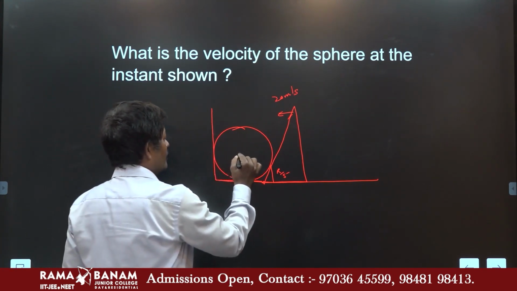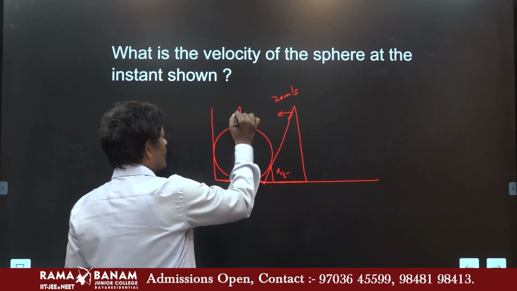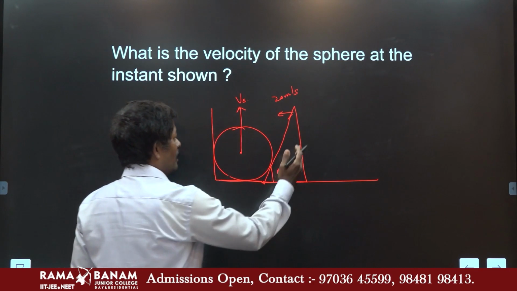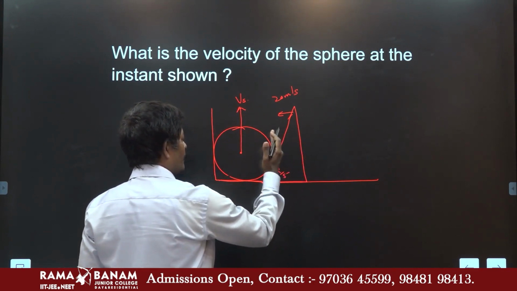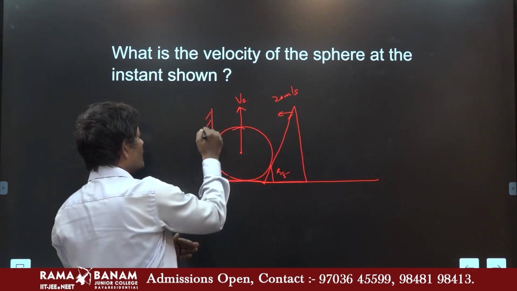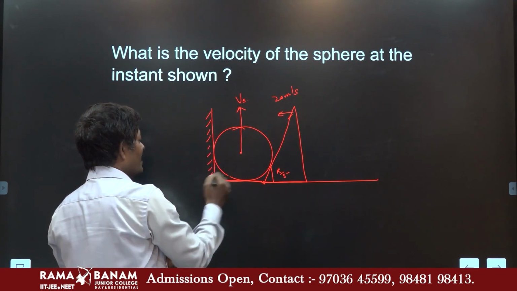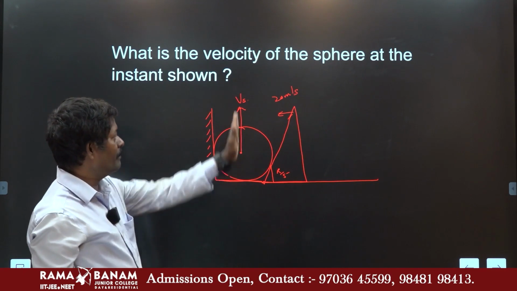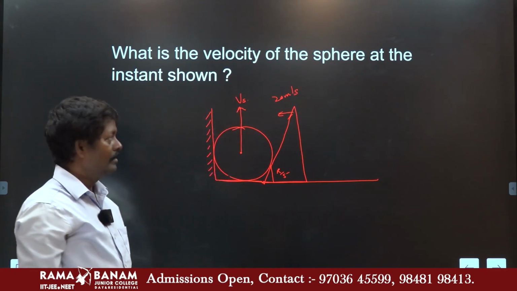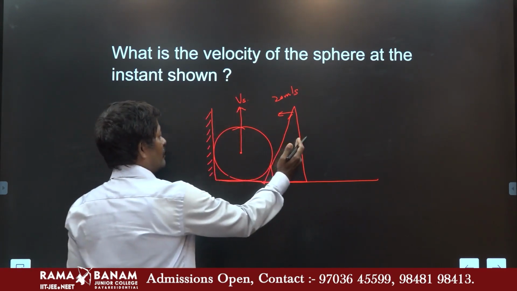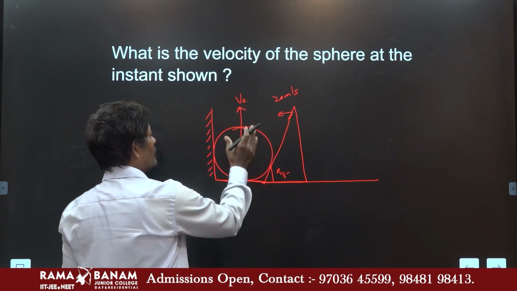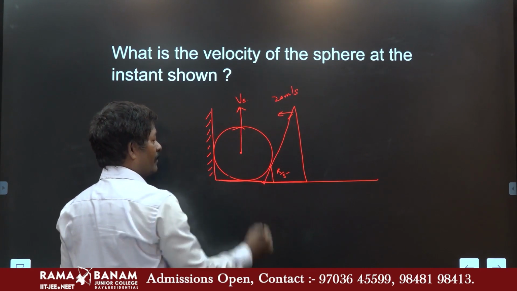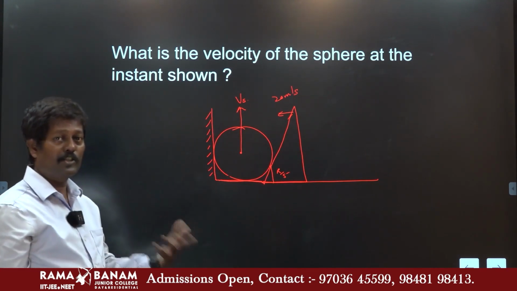And the sphere moves up. Because as the wedge moves towards left, this wall is not moving, this is a wall, so the sphere has to go upward, there is no other way. As the wedge comes this side, the sphere has to go upward, and the contact point to the ground is r by 5, where r is the radius of the sphere.